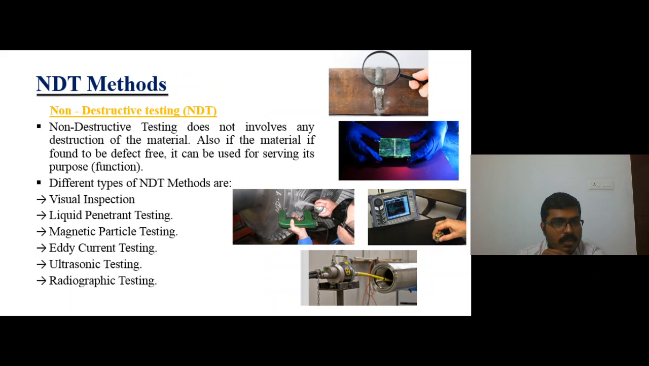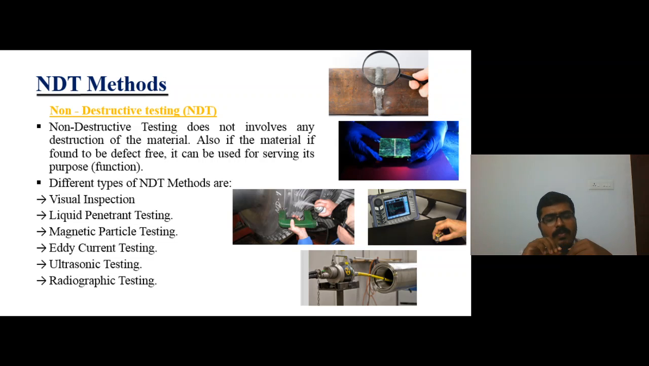There are different types of non-destructive testing methods available. The first one is visual inspection, second is liquid penetrant testing, third is magnetic particle testing, next is eddy current testing, ultrasonic testing and radiographic testing. All these testing methods will be explained in detail in every module, because each of these testing methods will be a particular module for this course.